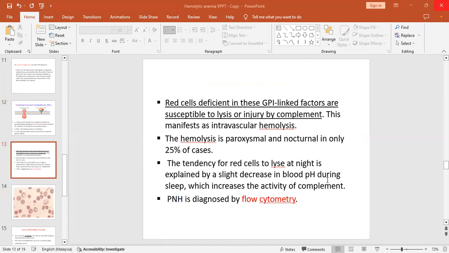Red cells deficient in GPI-linked factors are susceptible to lysis on injury by complement, which manifests as intravascular hemolysis. The hemolysis is paroxysmal and nocturnal only in 25% of cases. The tendency for red cells to lyse at night is explained by a slight decrease in blood pH during sleep, which increases the activity of the complement. PNH is diagnosed by flow cytometry.